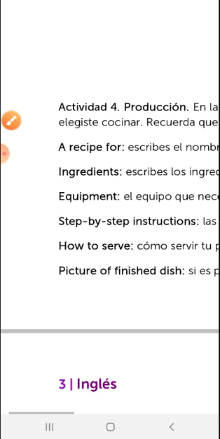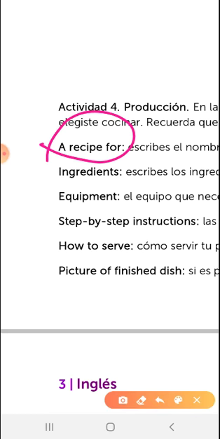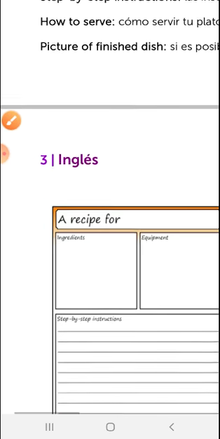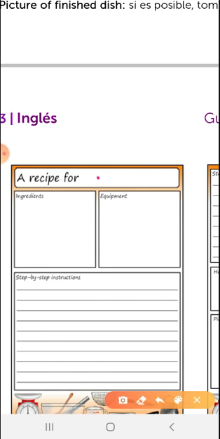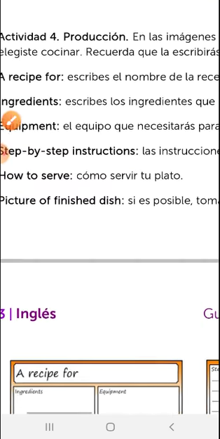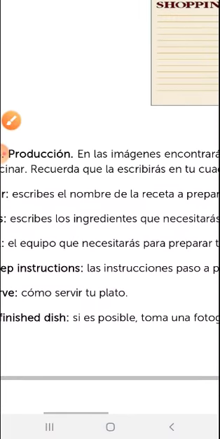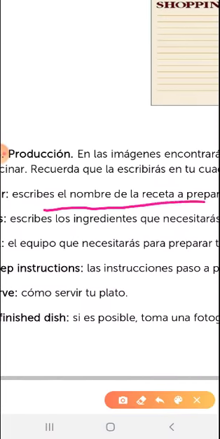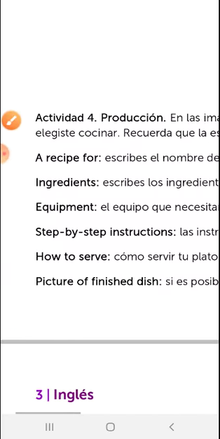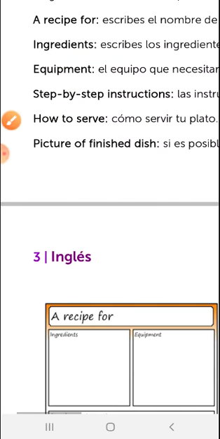Los pasos son: a recipe for, aquí dice, ¿ve? A recipe for. In this blank, en este espacio, ¿qué voy a escribir, teacher? Here, escribes el nombre de la receta a preparar en inglés. For example, panes con frijoles, yes?